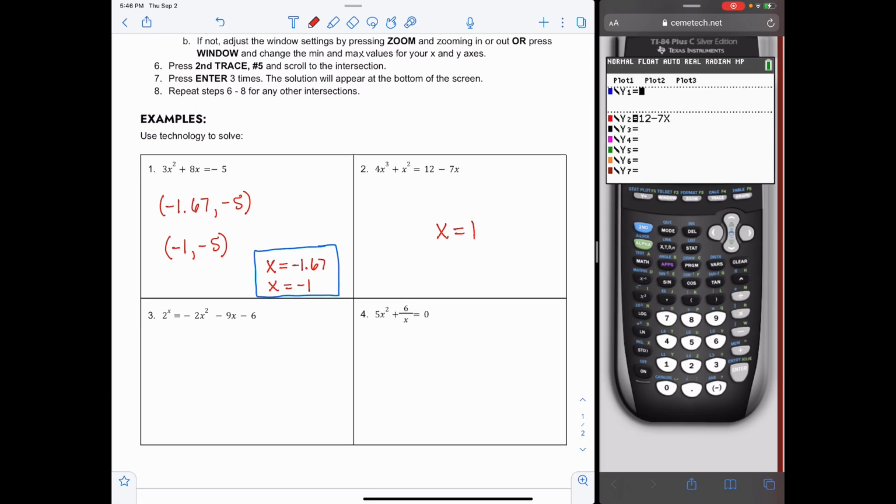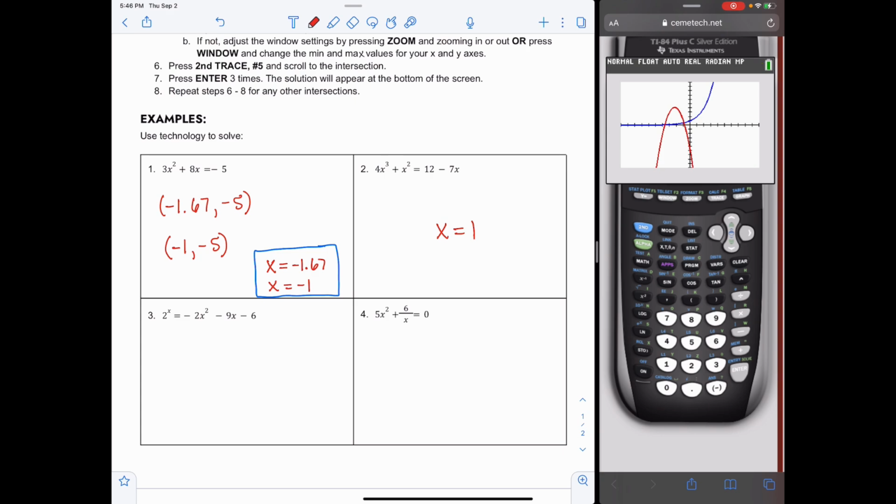Okay. Let's try number 3. We have 2 to the power of x, and then we have negative 2x squared minus 9x minus 6. So I'm going to graph my function. That is y is equal to 2 to the power of x, in blue, and then the right-hand side will be graphed using that parabola.